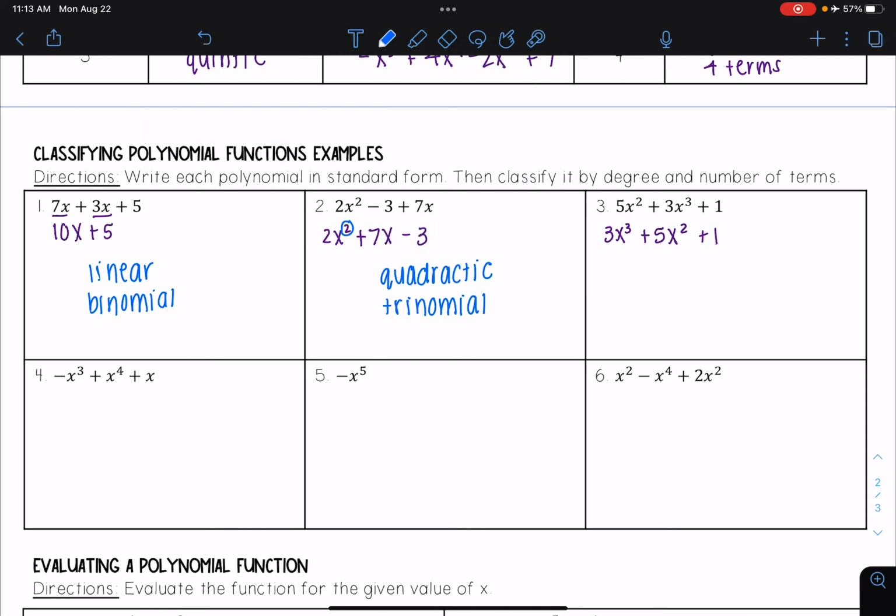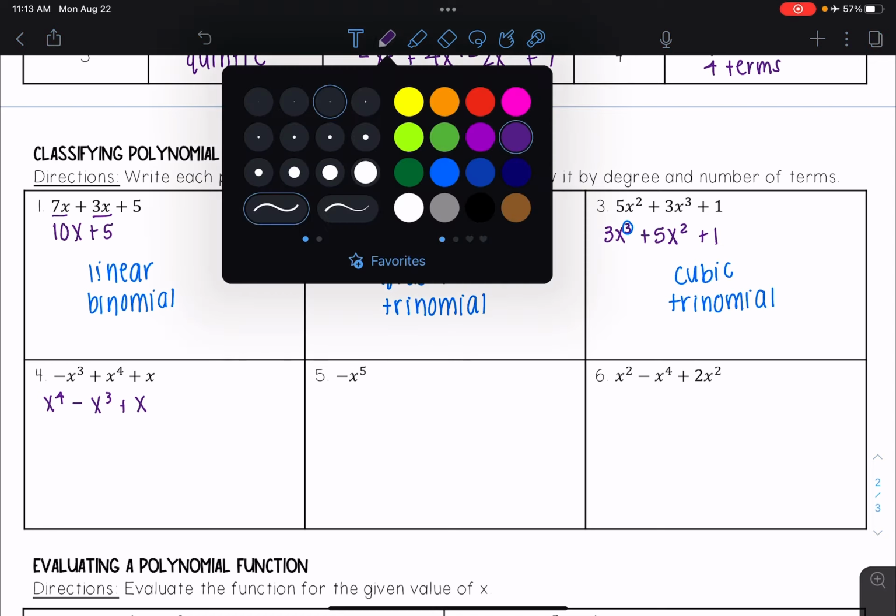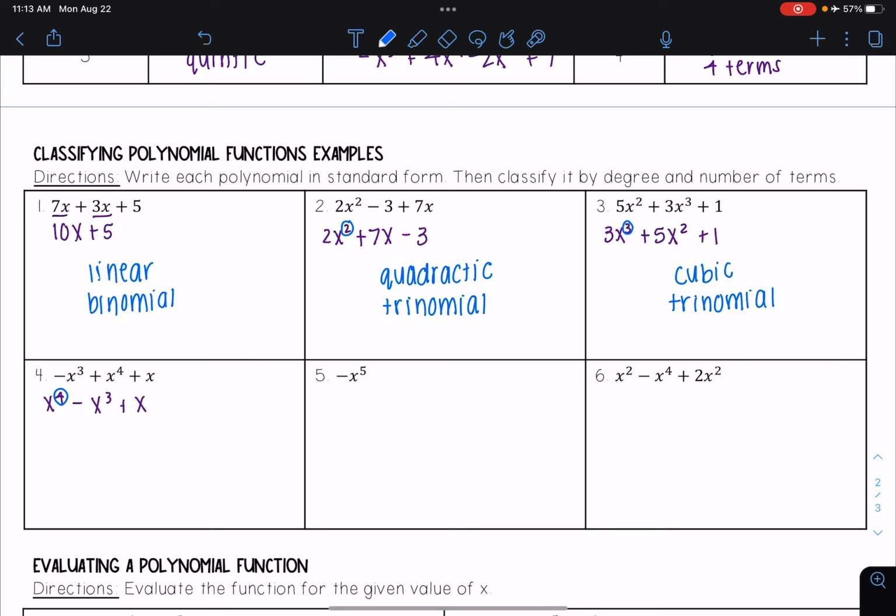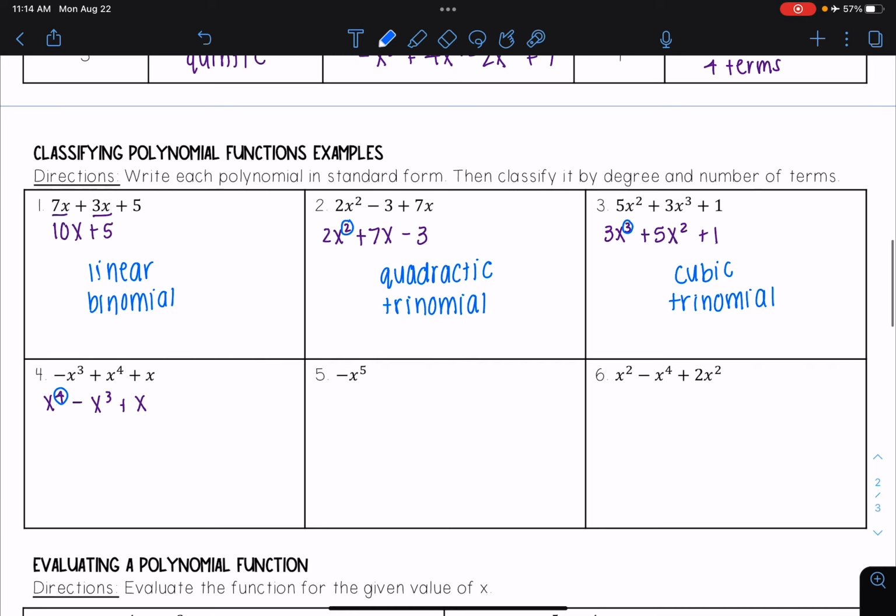The degree of this polynomial is 3 because that is my highest exponent, and degree 3 is called cubic. And again, this one has 3 terms, so it's going to be a cubic trinomial. Next one, I have negative x cubed plus x to the 4th plus x. My highest degree is 4, so that's going to go first. My next highest is 3, and then 1. Here, my highest exponent is 4, so it's going to be a degree 4 function, and that is called quartic. And it has 3 terms, so it's going to be a quartic trinomial.